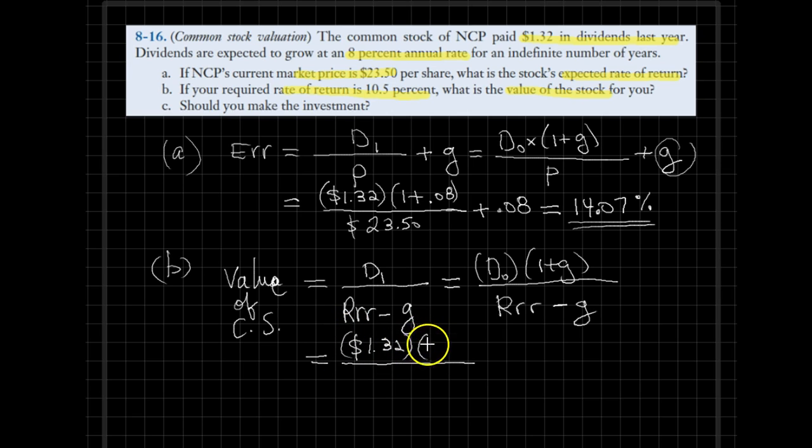$1.32 is the dividend in the previous year. 1 plus the growth rate is 8% again, divided by the required rate of return, which we are given as 10.5%. In decimal form, that would be its equivalent, and again the growth rate here is 8%. So as I said earlier, just doing these algebraic operations properly, we should get $57.02 as the valuation of this common stock for our investor.